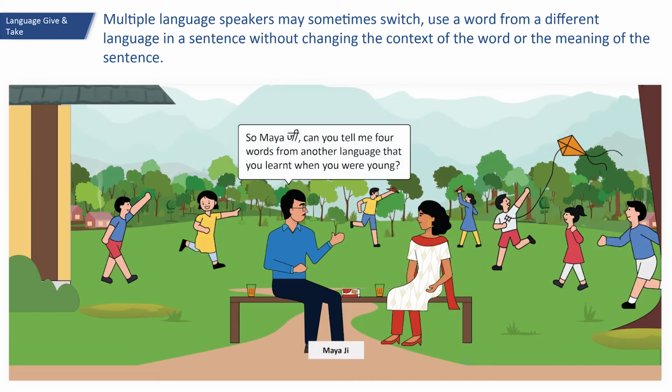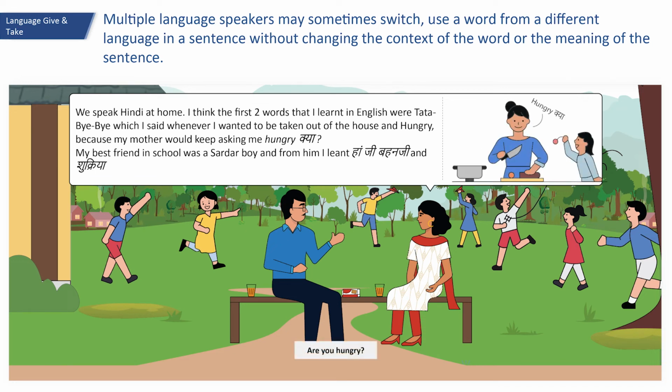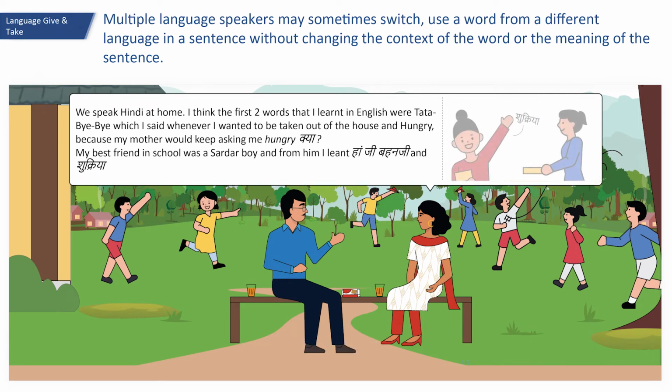So, Maya ji, can you tell me 4 words from another language that you learnt when you were young? We speak Hindi at home. I think the first 2 words that I learnt in English were Tata Bye Bye, which I said whenever I wanted to be taken out of the house, and hungry because my mother would keep asking me, Hungry kya? My best friend in school was a Sardar boy, and from him I learnt Hanji, Behenji, and Shukriya.